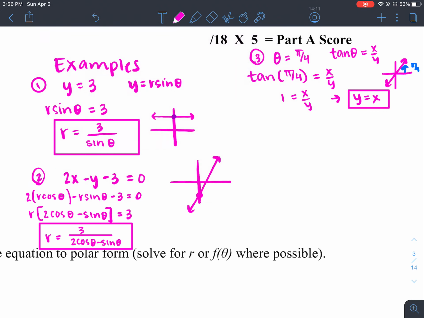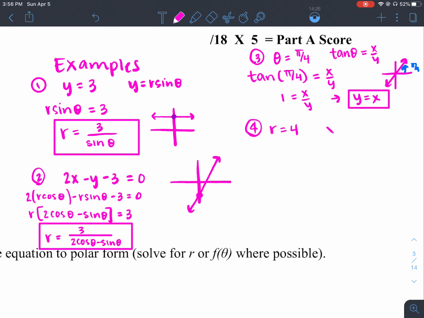All right, 2 more to go. Example 4. We're starting with r equals 4, and we already kind of talked about what this looks like. Okay, r equals 4, we said that that's a circle with that radius of 4, so this is a circle with a radius of 4.